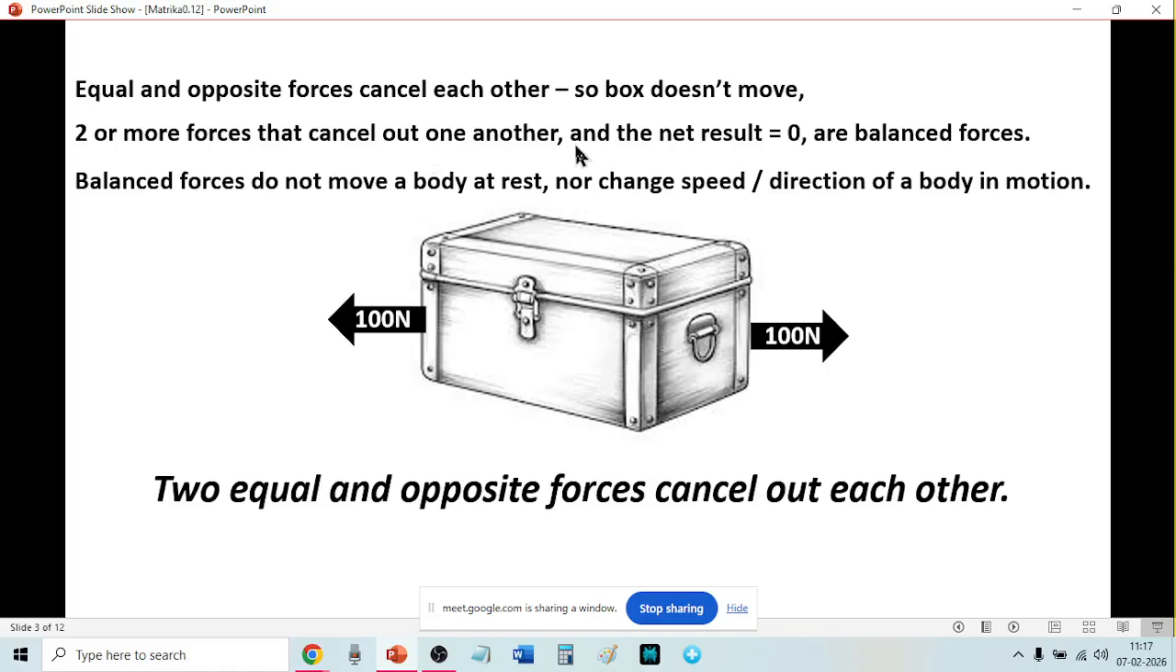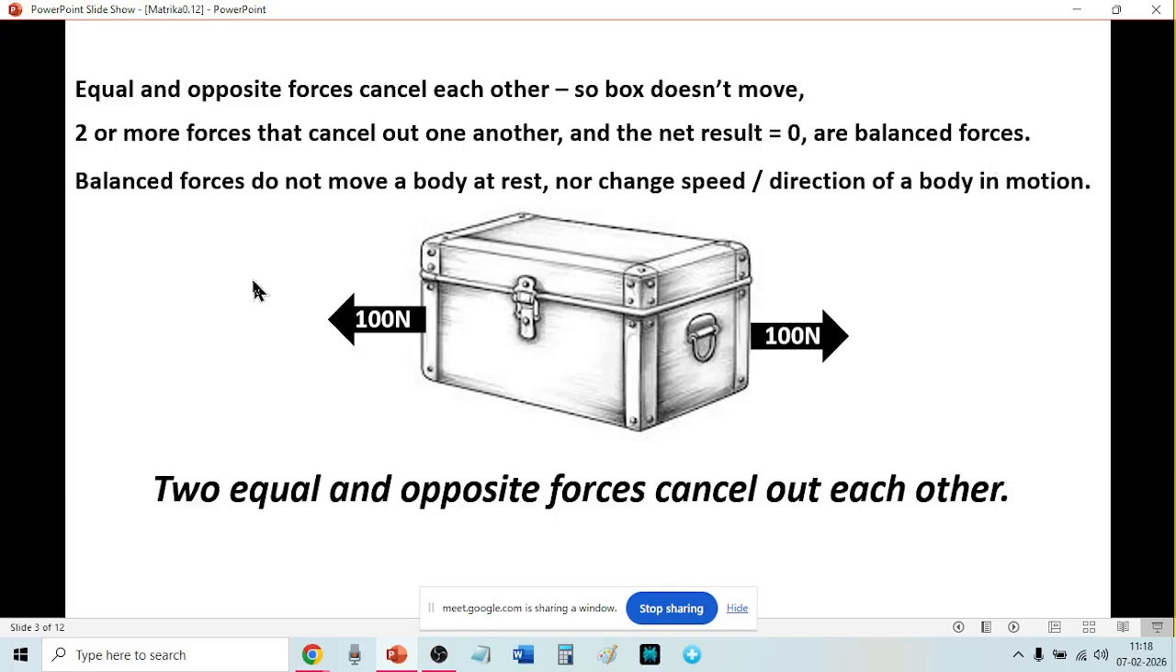When they cancel out one another, the net result is 0. They are called balanced. You can have 2 forces, you can have 3 forces, you can have 4, you can have 5, you can have 6. You can have any number of forces, not always 2. Here we have shown 2. You can have 3, 4, 5, 10, 100 different forces. If they cancel out one another and if the total result is 0, then they are called balanced forces.